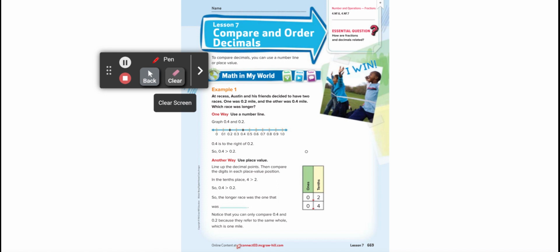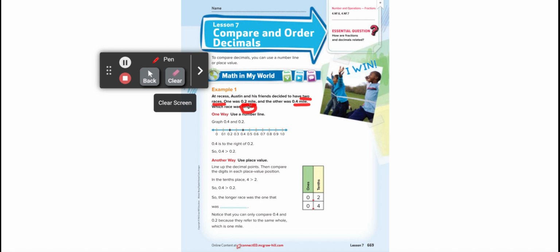Example 1. At recess, Austin and his friends decided to have 2 races. I hope you're underlining and circling with me. One was, all right, how do you say that decimal? There's one number behind it. One was 2/10 of a mile, and the other was 4/10 of a mile. Which race was longer?